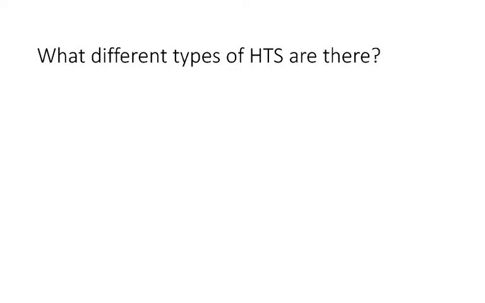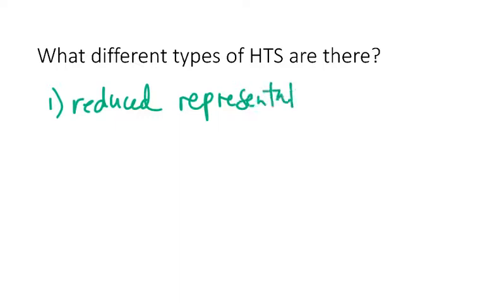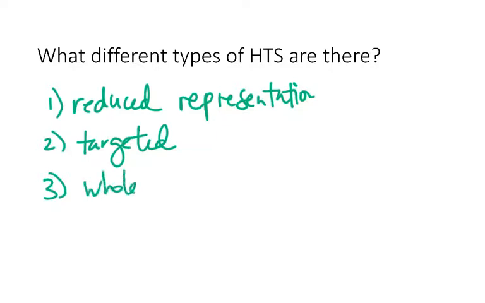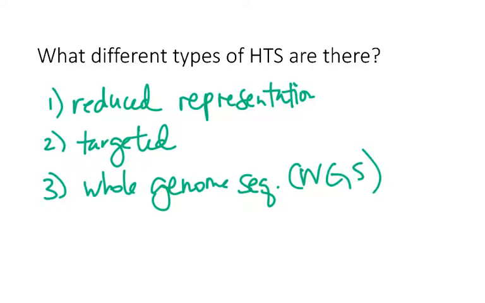In this video, we'll talk about 3 different types. The first being what we call reduced representation. The second being targeted. And the third, whole genome sequencing, which is often abbreviated WGS.